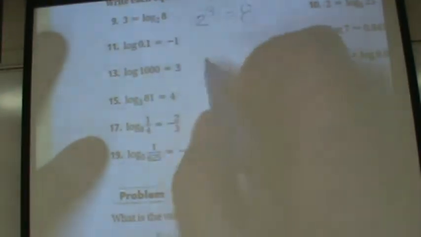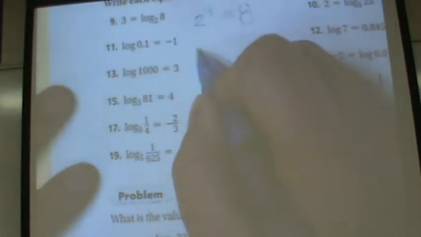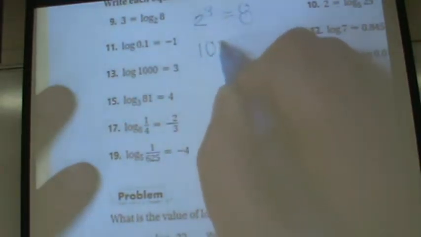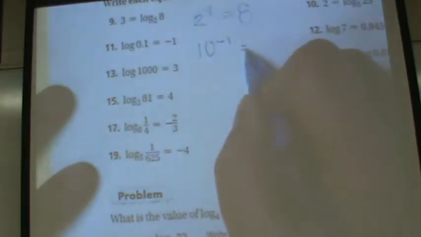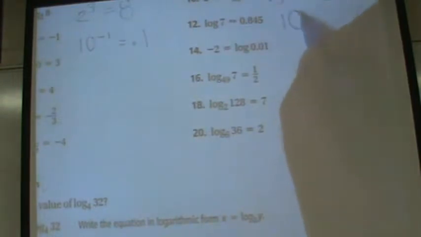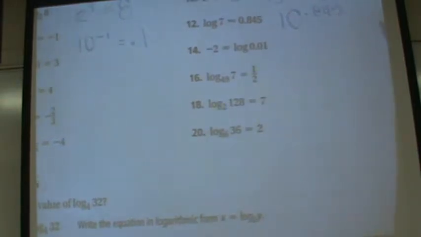Number 11, the base is 10. When it's not given, 10 to the -1 power equals 0.1. Good. Okay, go ahead, Jenna. 10 to the 0.845 power is approximately equal to 7.